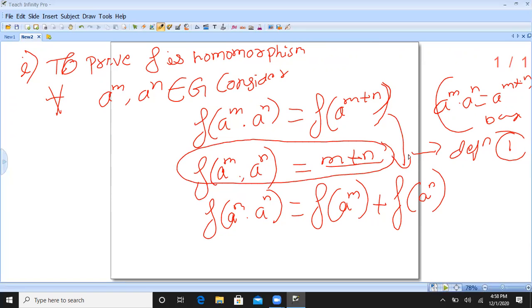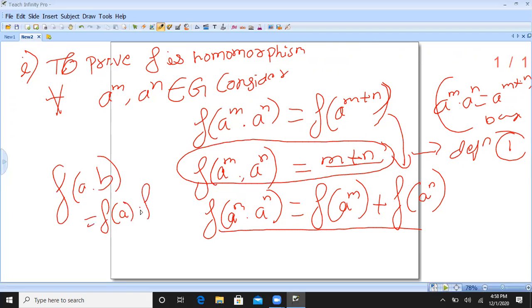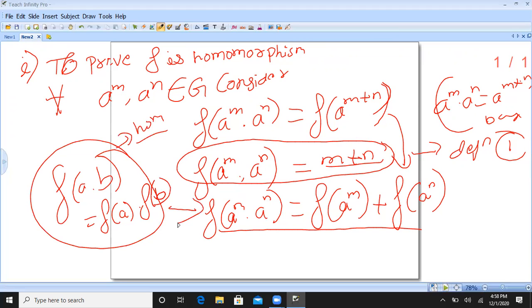Okay, since the form given is f of a raised to m into f of a raised to n, what do we call this form? We call this form a homomorphism. So this is in the form of this, since f is a homomorphism. Hence we can say that f is a homomorphism. Okay, ready to understand it?